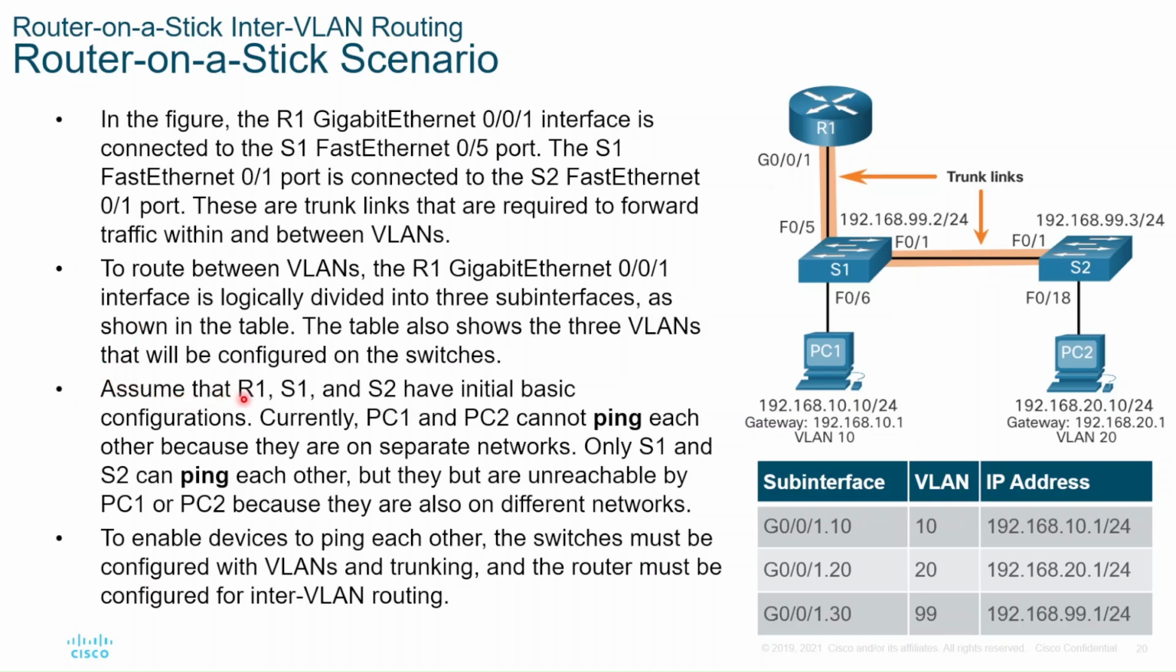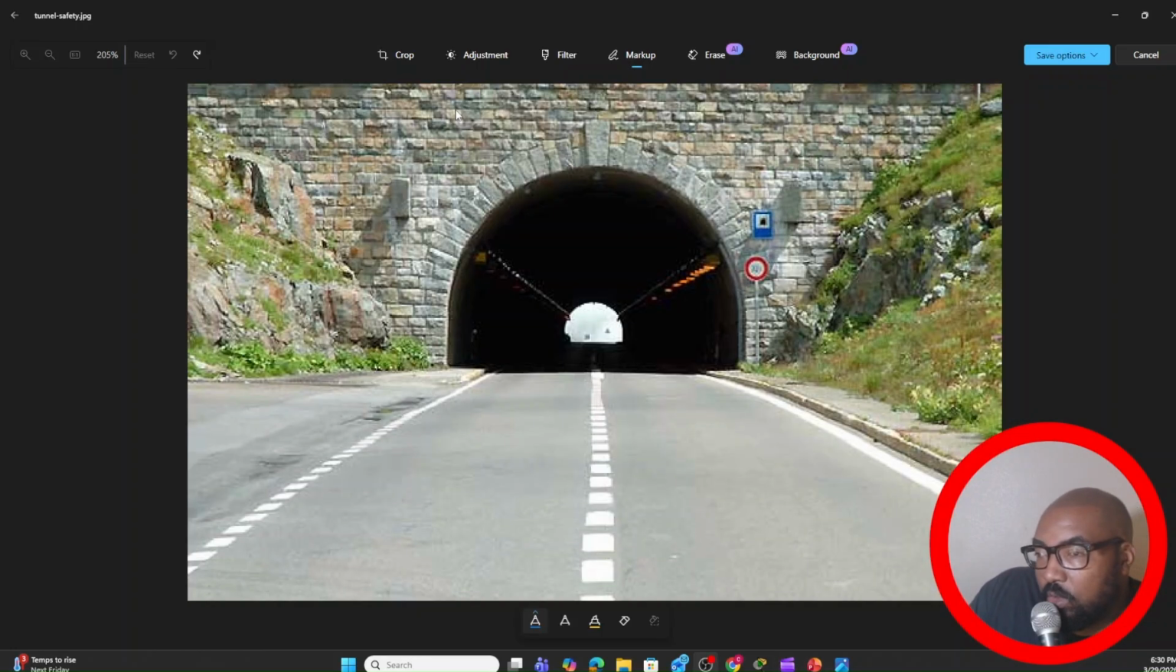So assume that router 1, switch 1, and switch 2 have the initial basic configurations. Currently, the PCs cannot ping each other, right? So these two cannot ping each other at all. But when you have router on a stick configured, that Marco Polo can go through the router, come through the switch, and get to its destination. Okay, so before we get into router on a stick and the demo, I wanted to paint the picture of what we're getting ready to do here, okay?